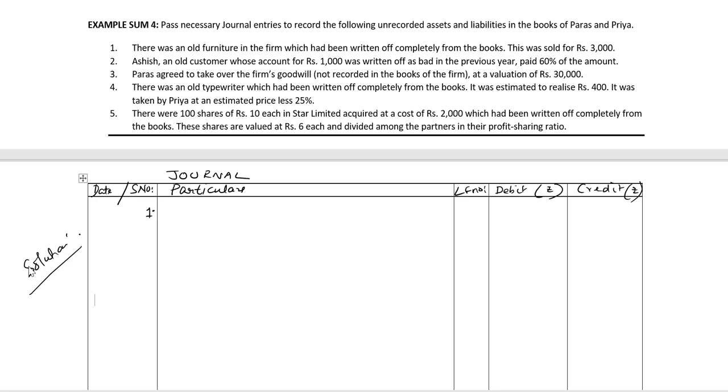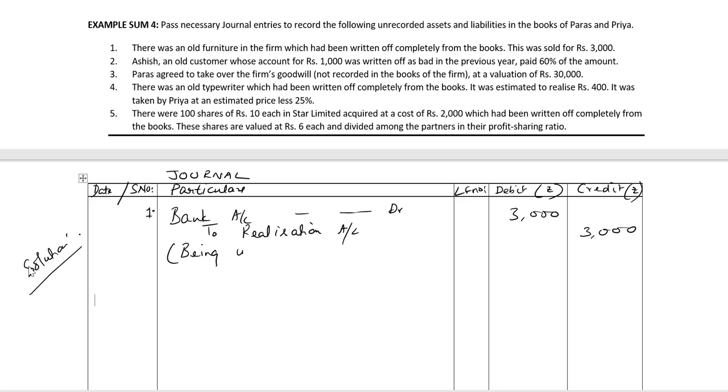The first question: there was an old furniture in the firm which had been written off completely from the books. This was sold for rupees 3,000. Sale of unrecorded asset, bank account debit to realization account. Amount 3,000 rupees. Narration: being unrecorded asset realized.